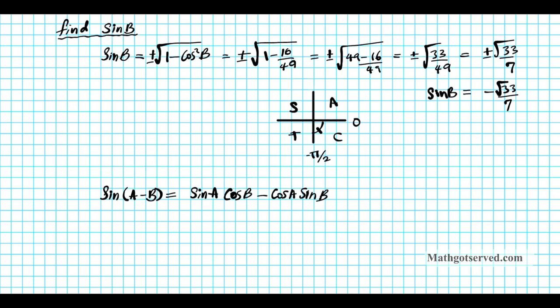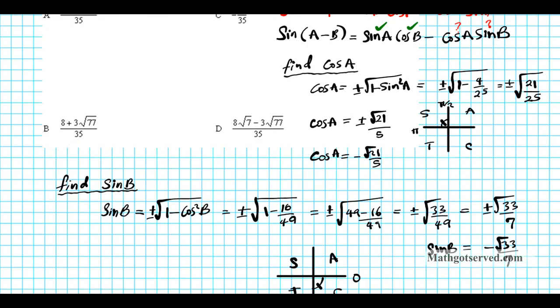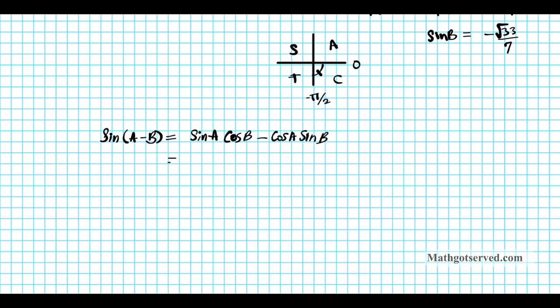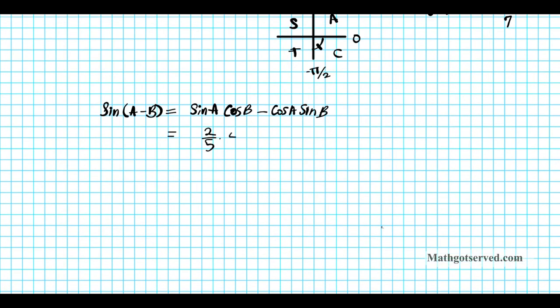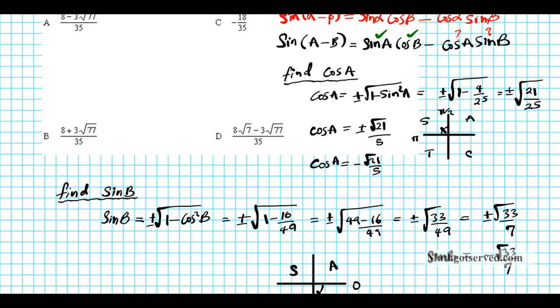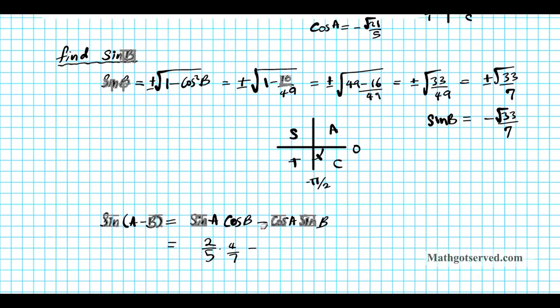Alright, so sine A is 2 over 5 times cosine B, which is 4 over 7, minus cosine A. Let's see, where's cosine A again? Negative root 21 over 5. Let's put that in parentheses. Negative root 21 over 5 times sine B, which is negative root 33 over 7.